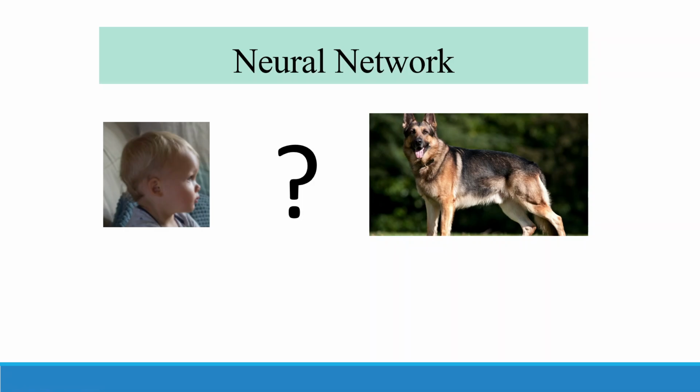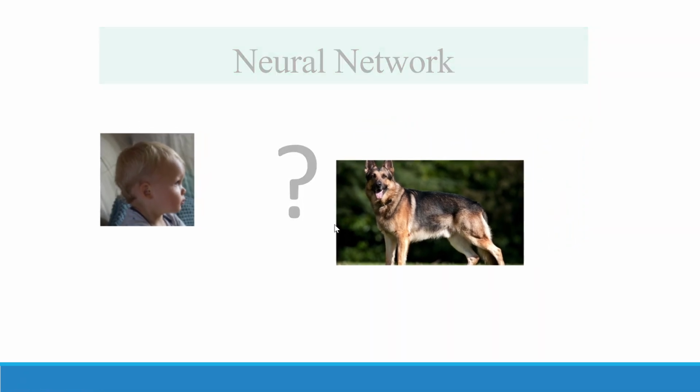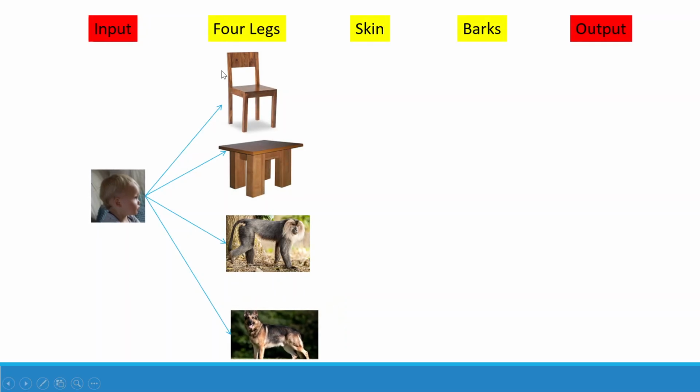Now let's try to understand the concept of neural network by this example. The child wants to identify this object. I'm using the word object. So the child has passed through a series of questions. The first question will be, is the object having four legs? So the possibility is chair, table, monkey, and dog.